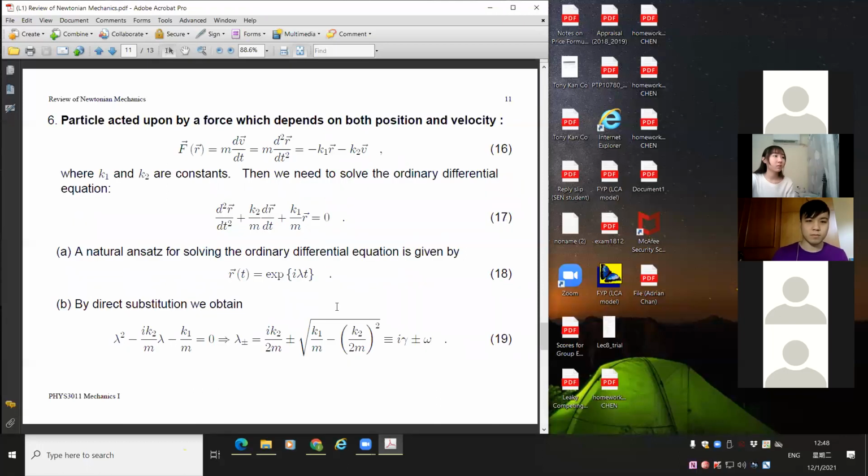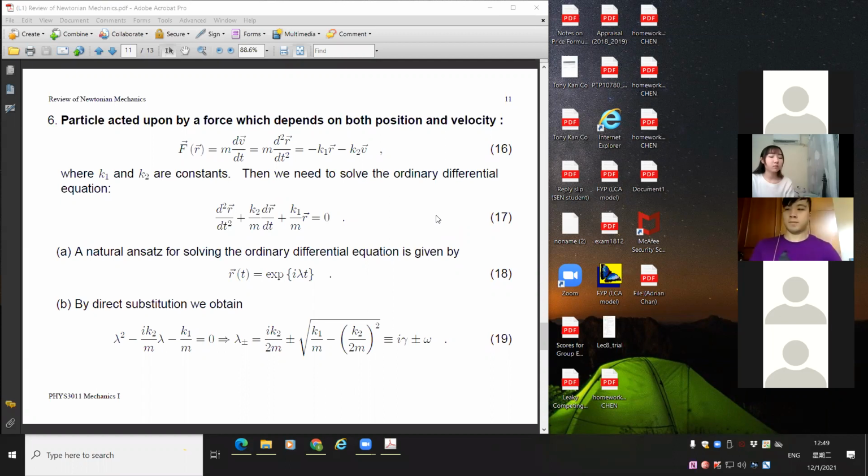Number 6, a particle is acted upon by a force which depends on both position and velocity. Wow. Does it ring a bell to you? Have you ever seen such a problem before? Yes. Damped harmonic oscillator, right? Damped harmonic oscillator.